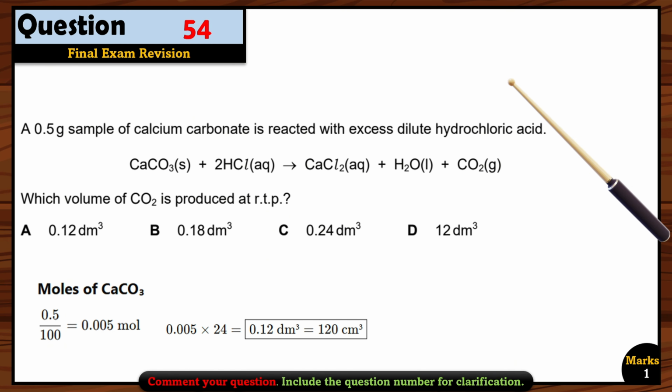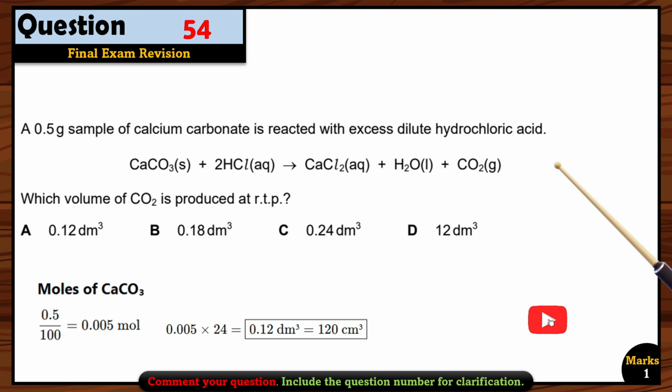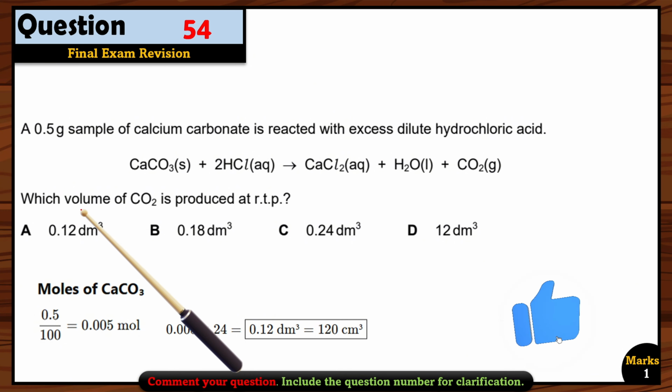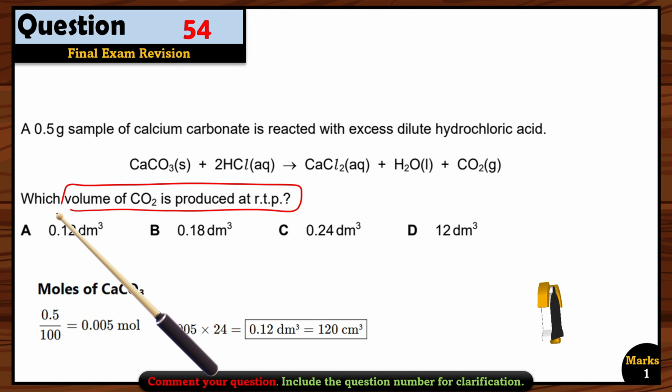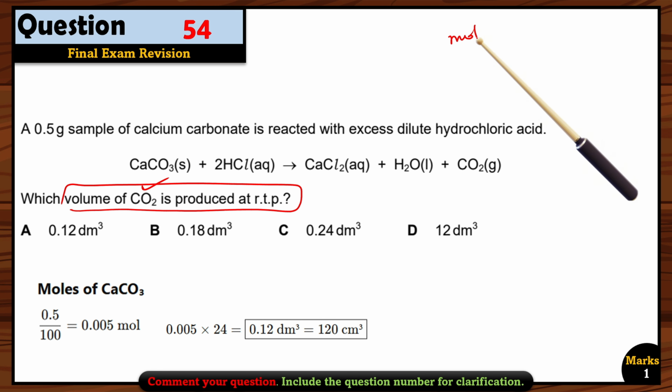Question 54. A 0.5 gram sample of calcium carbonate is reacted with excess dilute hydrochloric acid. Which volume of carbon dioxide is produced at room temperature and pressure? So first you have to focus on the question. Which question are they actually asking? The volume of carbon dioxide. Carbon dioxide is a gas. So which is the formula? Moles is equal to volume divided by 24 dm³, right?